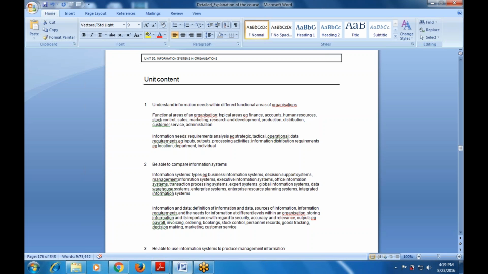So what are the various functional areas of the organization? Then what are the various information needs? That includes requirement analysis, that includes tactical and operational data requirements.